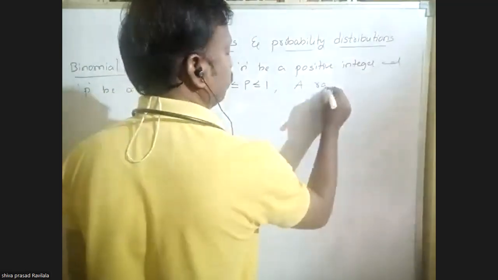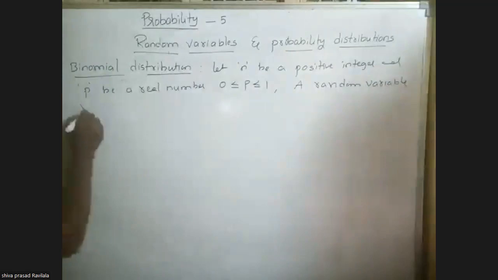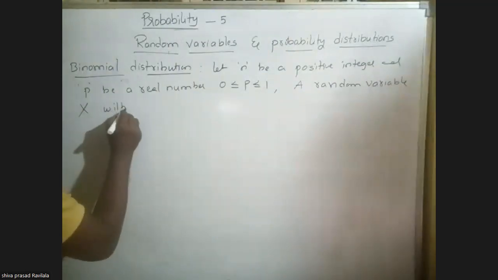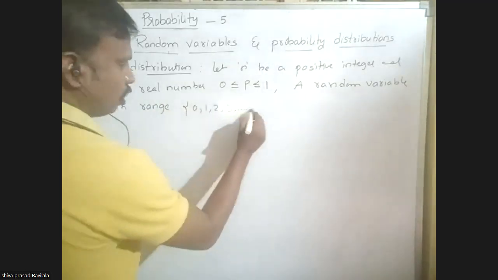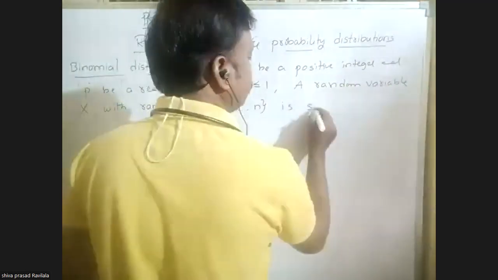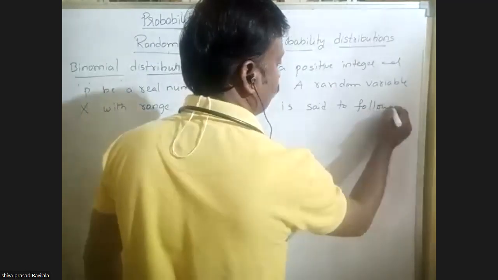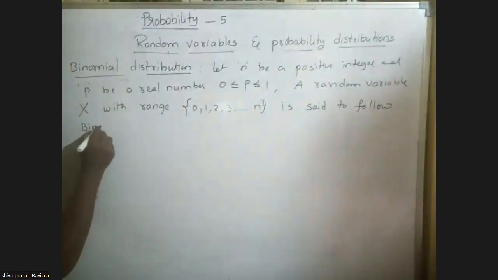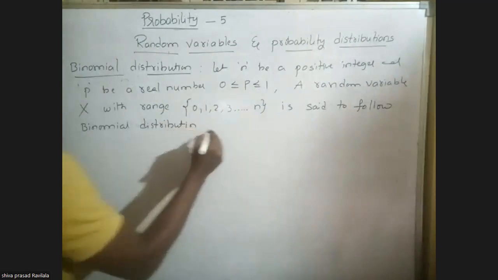Then a random variable x with range 0, 1, 2, 3, and so on up to n is said to follow the binomial distribution under the condition.